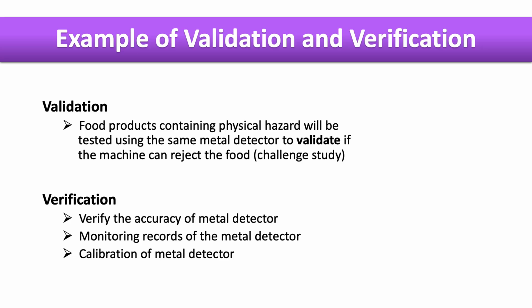For instance, as a food company, you will need to verify the accuracy of the metal detector, verify the monitoring records of the metal detector, and also provide your calibration records to demonstrate that you have verified your process control during production.